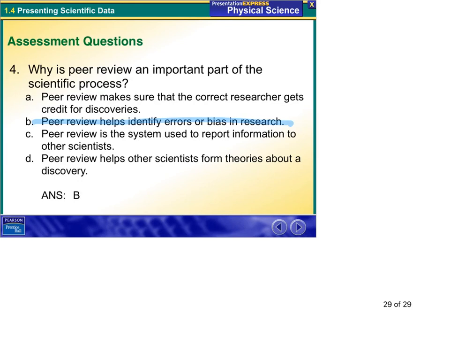And that's our 1.4 notes. Again, always take good notes. And you're going to use your notes on your quizzes.